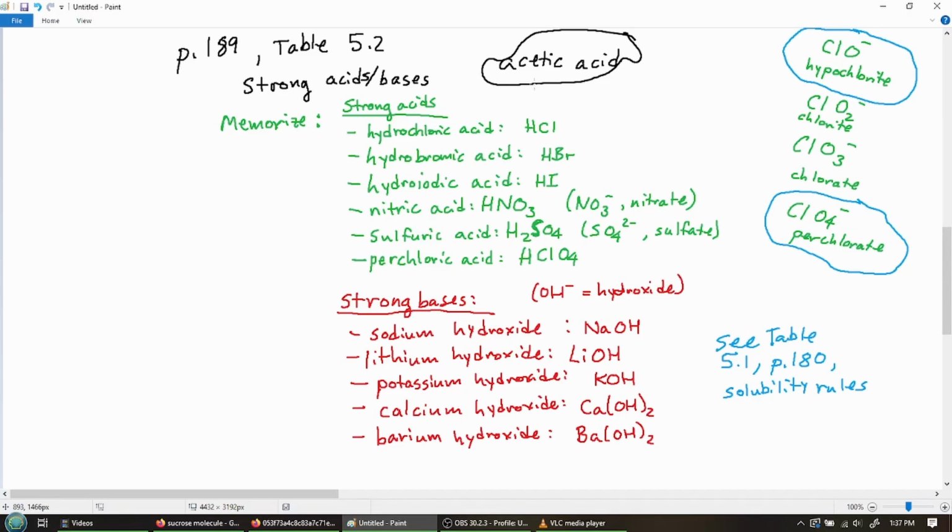So that is on page 104. Let me write that here. Table 3.4 on page 104. I want you to take a look at that table and see if you can identify what polyatomic ion acetic acid is composed of. Okay, and then I want you to decide, is this going to be a strong or a weak acid?